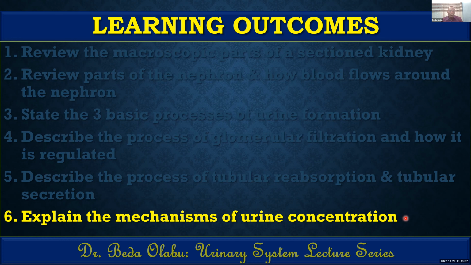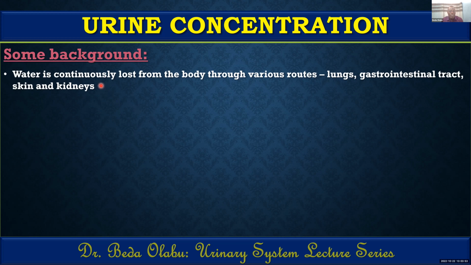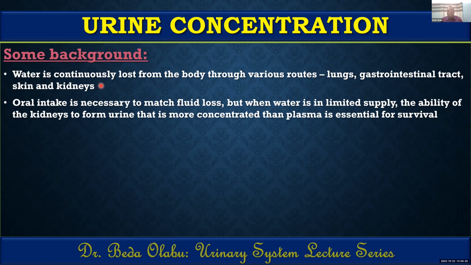Now I want to do the last thing. I want to look at the mechanisms of urine concentration. Before we look at that, let's have some background information. We know that our body continuously loses water through different routes: as we breathe out vapor, in the GIT through stool, in skin through sweat, and through the kidneys in urine. So there are multiple ways in which we lose water constantly and continuously. Well, we are able to drink a lot of water to match what we lose, and many times we can do that. However, if water is in limited supply, then it becomes very vital that the urine that the kidney produces should have as little water as possible.